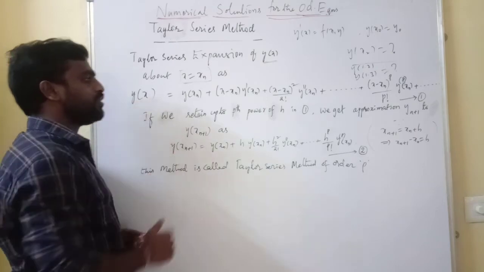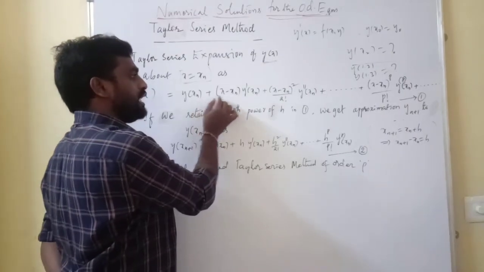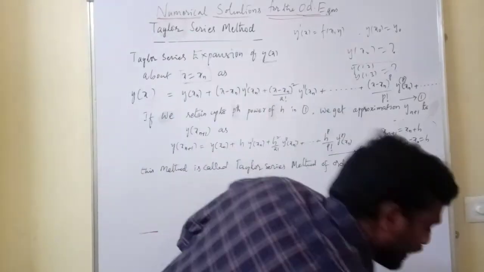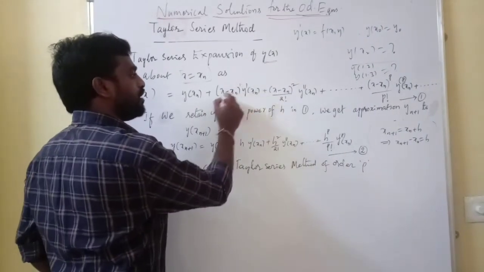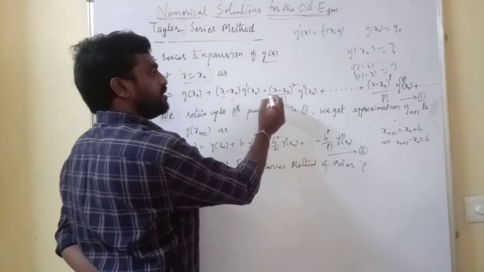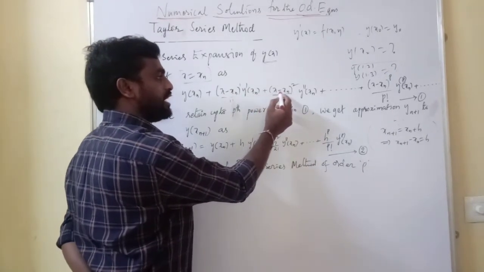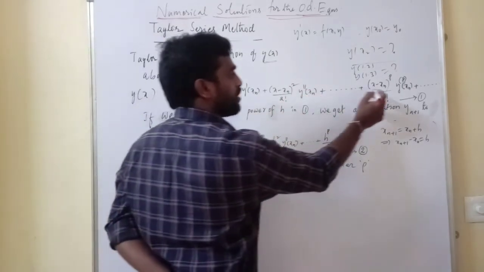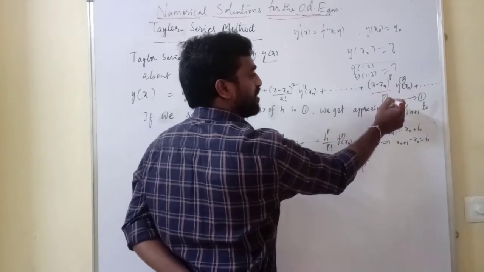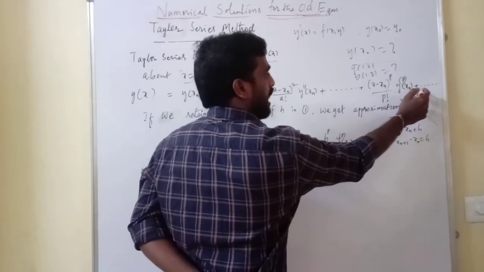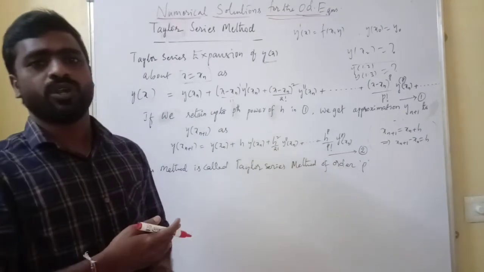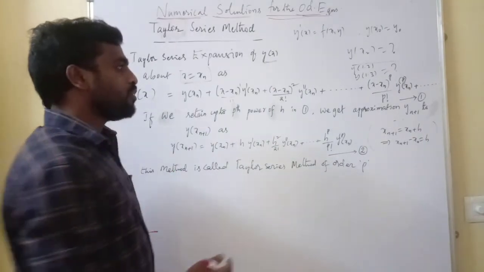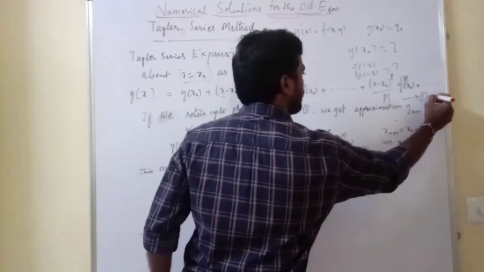So y of x equals y of xn plus x minus xn whole to the power of 1 by 1 factorial into y dash of xn, plus x minus xn whole to the power of 2 by 2 factorial into the second derivative at xn, and so on, plus x minus xn whole to the power of p by p factorial into the pth derivative at xn, and so on. This is an infinite series with an infinite number of terms. We call this equation 1.